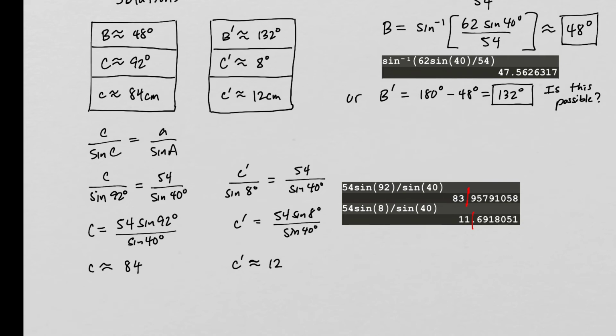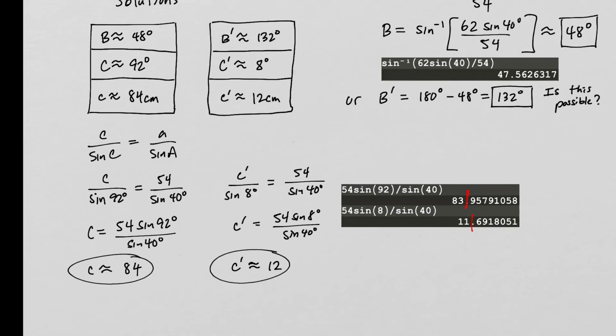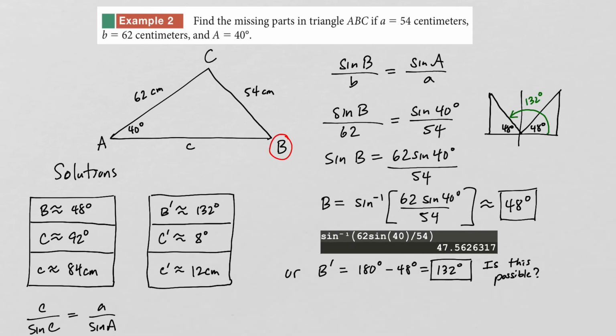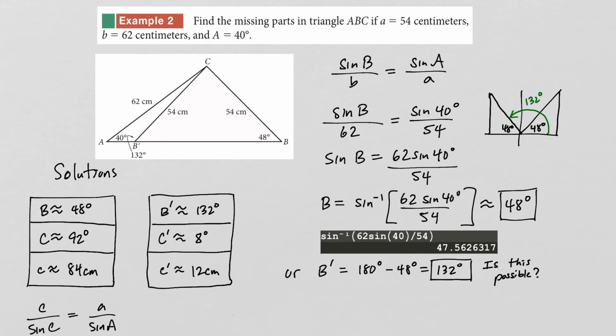Now, let me just show you a picture of why we're getting two possible solutions, right? So let's bring that in. So here is what is actually happening in that problem. We had our original angle A here. Side A was 54. We had our original side B, which was 62. And then we found that one possible solution for angle B was 48 degrees.